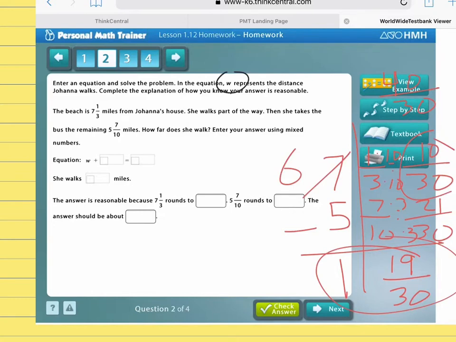Is the answer reasonable? 7 1/3 would round to 7. 5 7/10 would round to 6. So the difference should be about 1, and as you can see, the difference is very close to 1. So that is a reasonable answer.